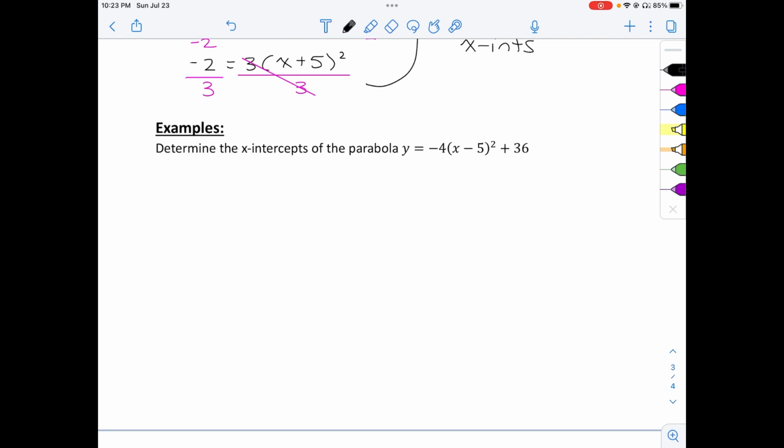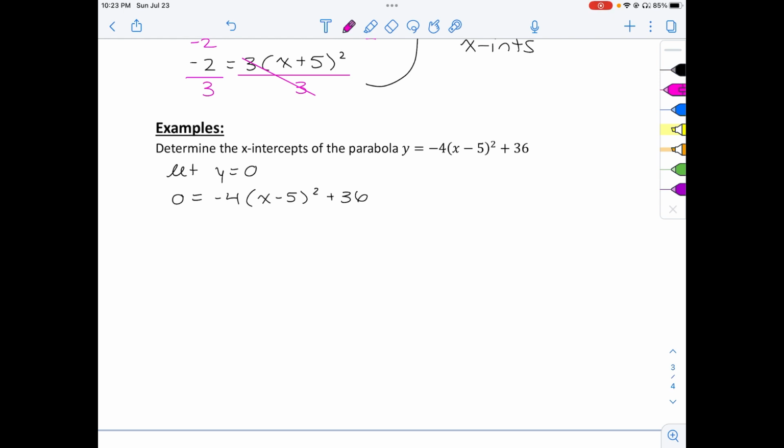So we have this parabola here, y equals negative 4(x minus 5) squared plus 36. So my first step is I'm going to let y equal 0. Okay, you do this because, again, your x-intercepts happen when the y value is equal to 0. So I'm just writing the right side, the exact same.